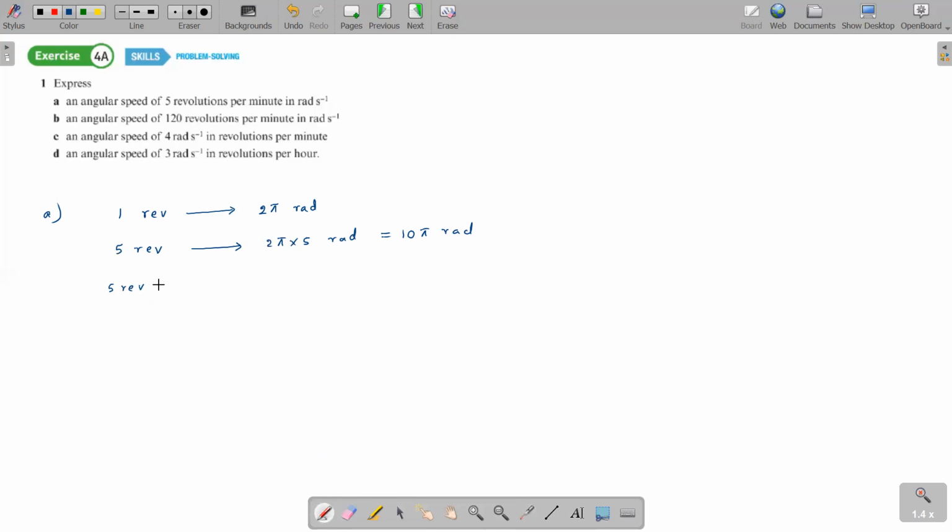This is 10 pi radians per minute, and I want to get it per second. Now this is per minute, so that's per 60 seconds. To make it per second, you have to divide by 60. So 10 pi radians, you divide by 60, and that converts this to radians per second. The angular speed, the omega value, will be pi over 6 radians per second.